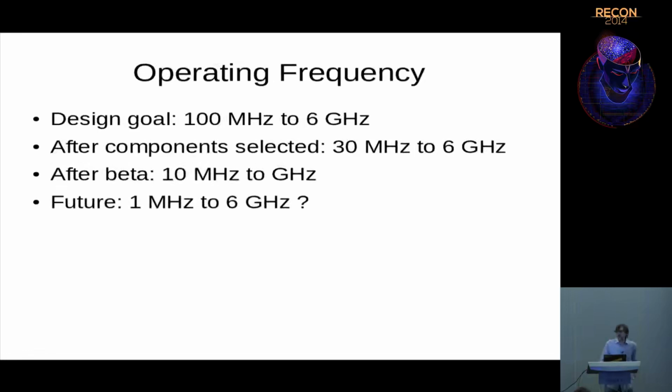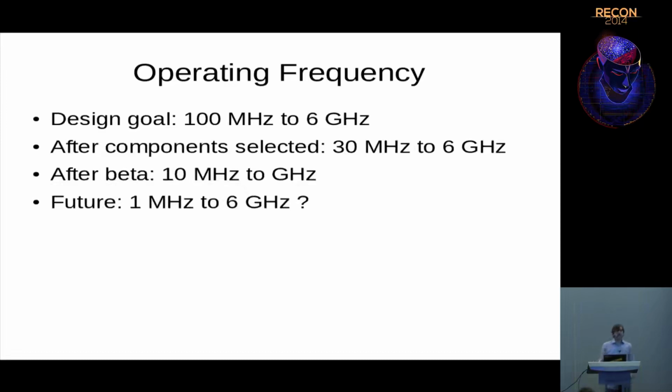Now I want to talk about the operating frequency range. The design goal of the HackRF project was to build an open source hardware platform that could support the widest possible array of applications that we can think of. And an important part of that is having it operate over the widest range of frequencies we could support. Originally we thought, well, let's try to support 100 megahertz to 6 gigahertz. And then after we selected components, I looked at the parts that we had and said, well, hey, this thing ought to work down to 30 megahertz.